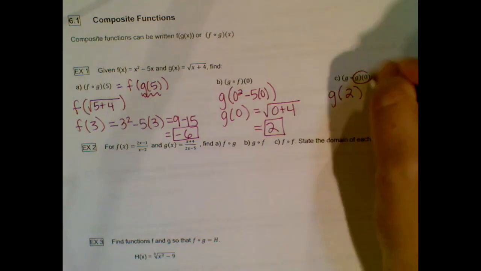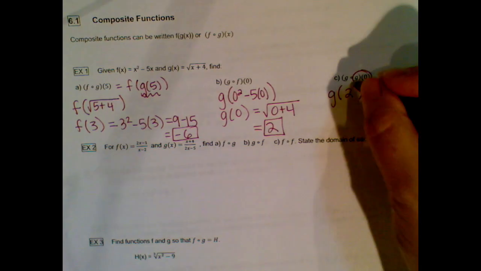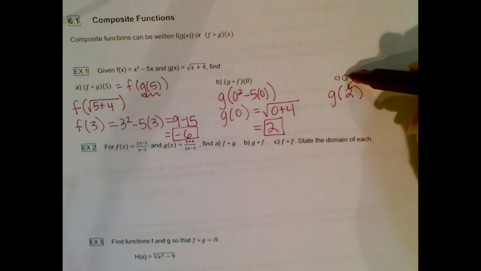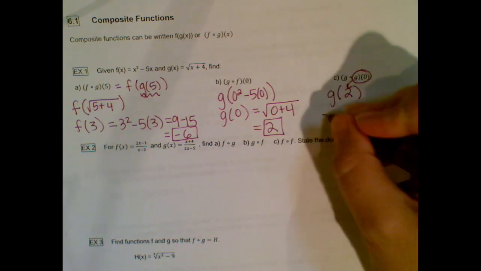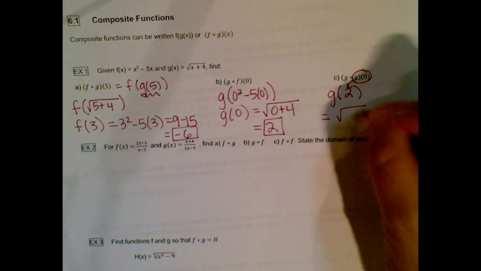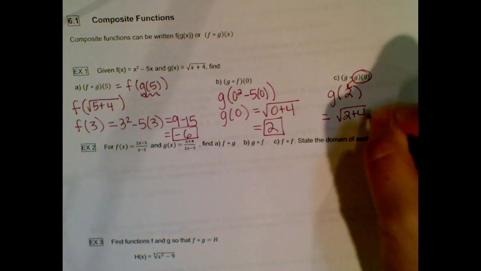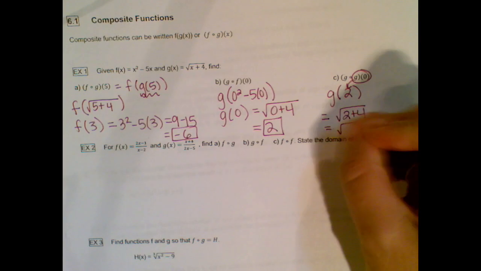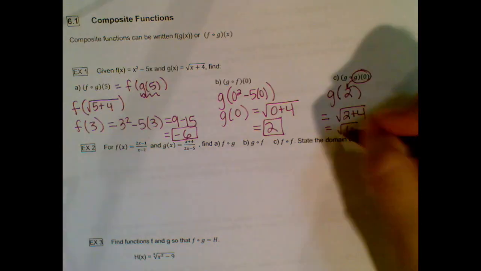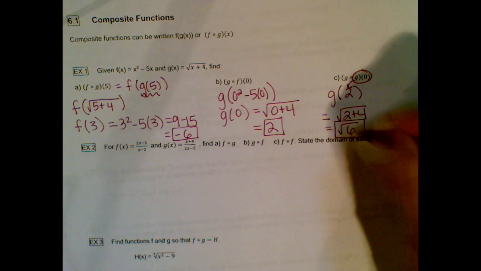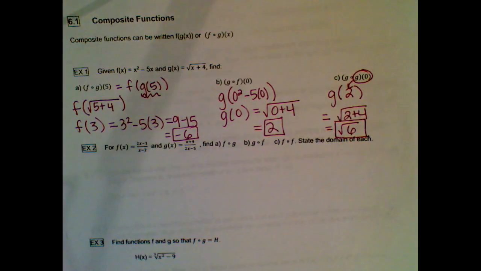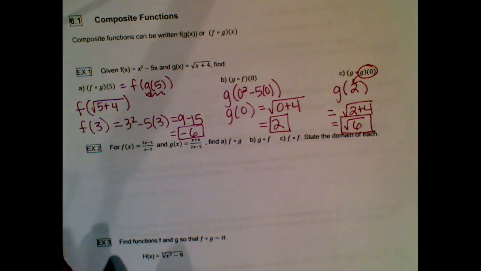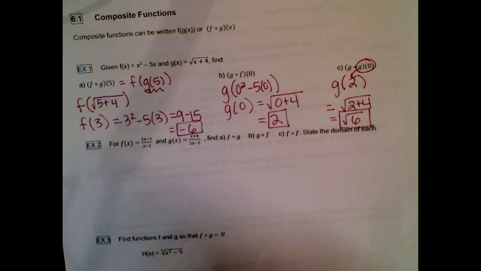So I did this part. G of 0 is 2. So now I have g of 2. And so that means plug in 2 in place of x in the g of x function. 2 plus 4 is 6, so I've got square root of 6, which is not divisible by any perfect square factors, so we can't simplify that radical, and that is in simplest form. Okay, so that's type 1.